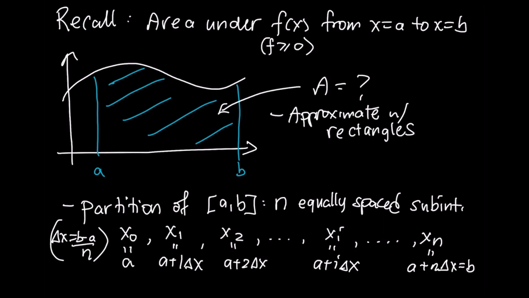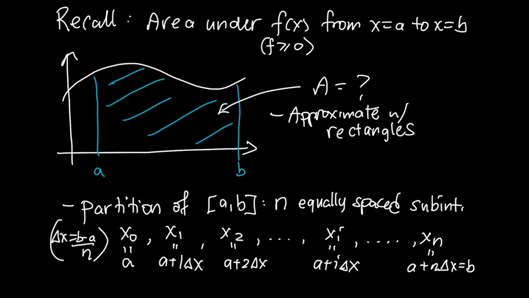If we want to determine the area underneath a function between two values, the idea is to approximate the area using rectangles. So what you need to begin with is what's called a partition. Now in the partition, you take the interval a to b and you subdivide it into n equally spaced subintervals.